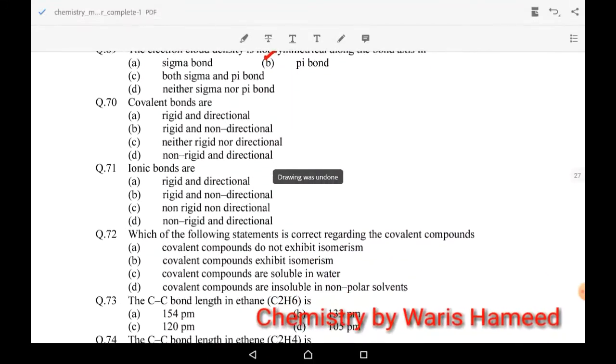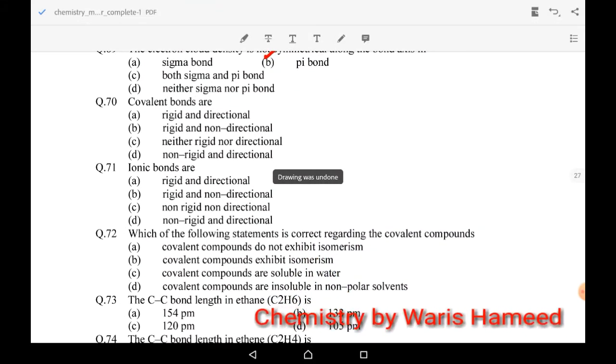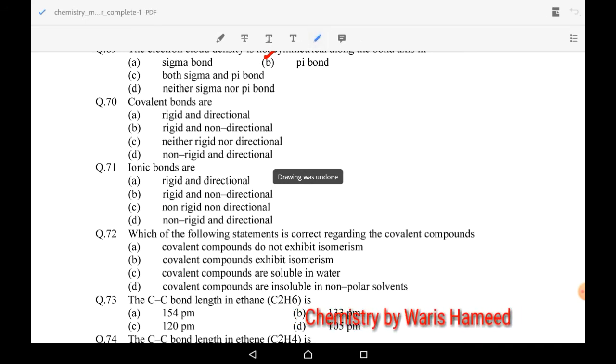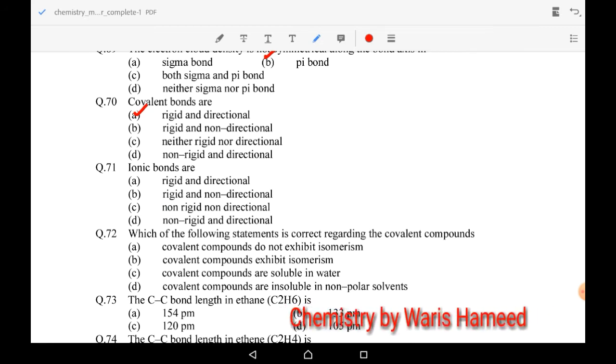Covalent bonds are rigid and directional. Non-rigid and directional. Which will be the correct answer? Covalent compounds have rigid and directional bond, so its correct option is A. Due to this property, they show isomerism phenomena. Ionic bonds are non-rigid and non-directional. C option is the correct one.